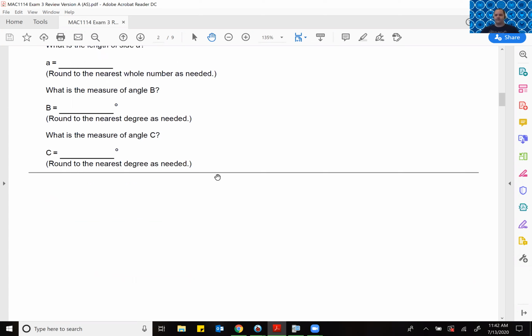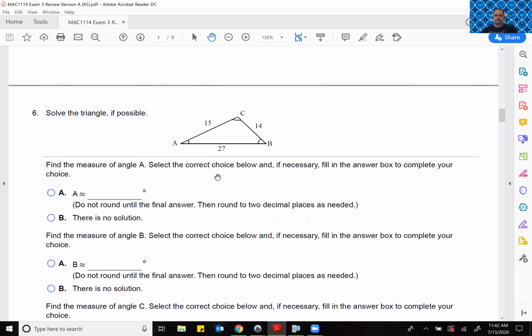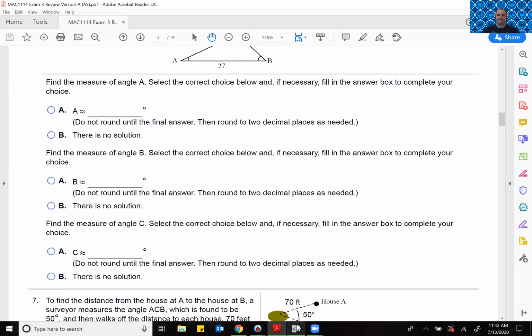All right, number 6. Demolishing the triangle again. This time you have side, side, side. And again, this is 11.2. I'm going to draw out my picture because I like to draw my picture. B, C, A, 15, 27, 14. Okay. So they want us to find all the missing angles. All right.